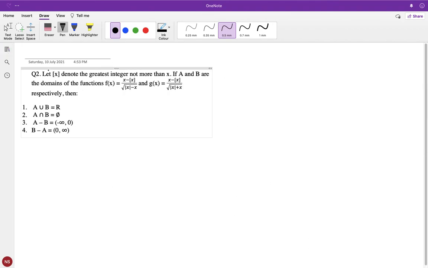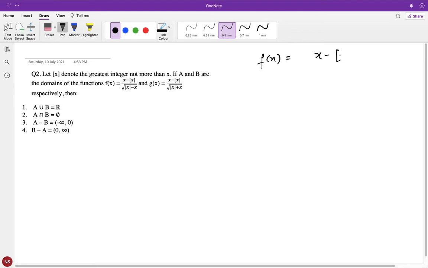Okay, next question. Also in this problem as well, I think they made some sort of mistakes with the options, not with the question. The question is good, but some mistakes were made in the options. Let us see what kind of mistakes they made. So in this problem, question 2, f of x is given to me as x minus greatest integer of x divided by square root of mod of x minus x. As we know that since this is the denominator, this cannot be equal to 0.